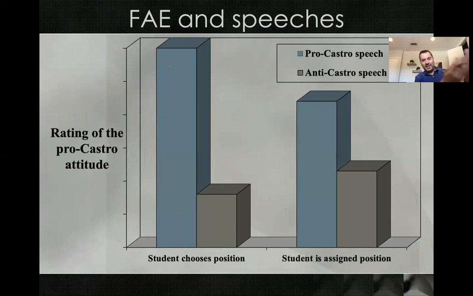There's still this belief that that position reflected their true attitudes. So the fact that we still see this gap between these two bars, in other words, that is the fundamental attribution error.